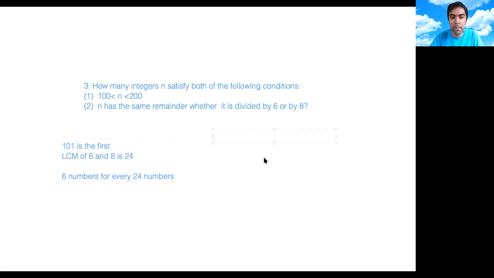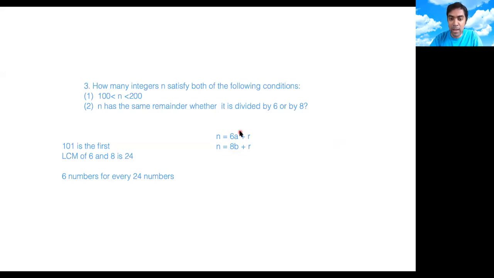So let's think about what this question is saying, and that n should have the same remainder when it's divided by 6 or 8. So what this means is that n can be written as 6 times some number plus a remainder r. Or n, the same number n, can be written as 8 times some number plus the same remainder r, right? So it has the same remainder when divided by 6 or 8. So what does this mean? It means that if I look at this, n is equal to 6a plus r, or n is equal to 8b plus r, this 6a and 8b need to be the same number, right? Such that the remainder is the same.